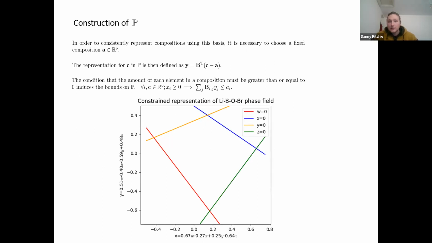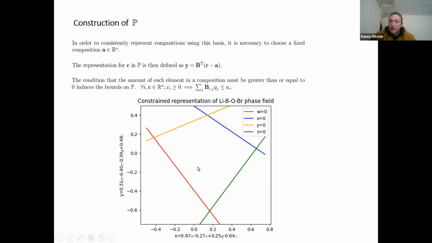In order to consistently represent compositions in P, it's necessary to choose a fixed composition, A, and then we say that the representation for C in P is defined by this equation here, which is basically its representation in the constrained space, but relative to A. The condition that the amount of each element in a composition must be greater than or equal to 0 basically translates to a set of linear equations which will form our bounds on P.